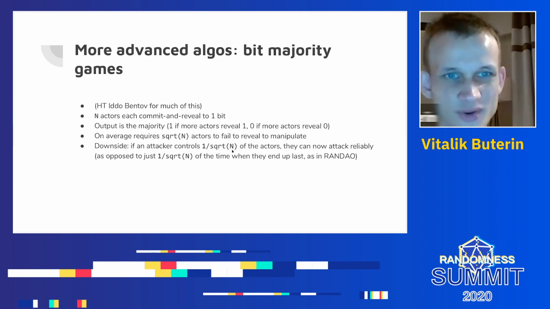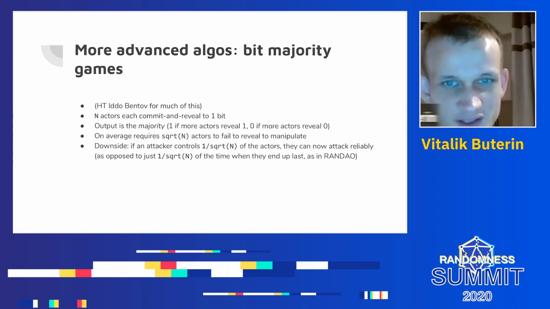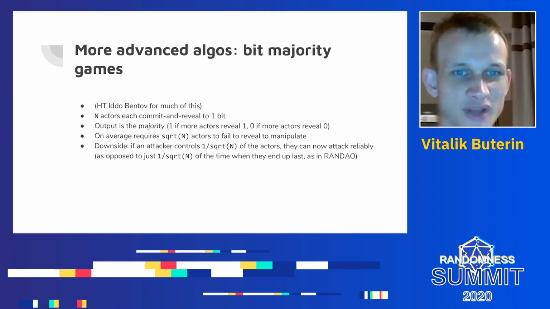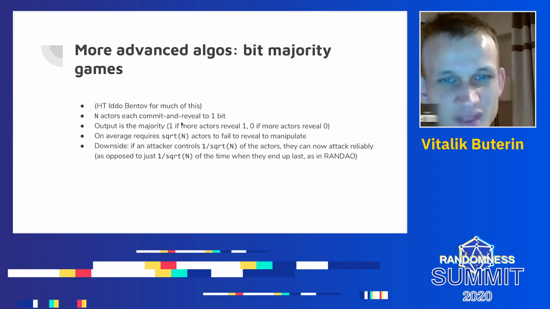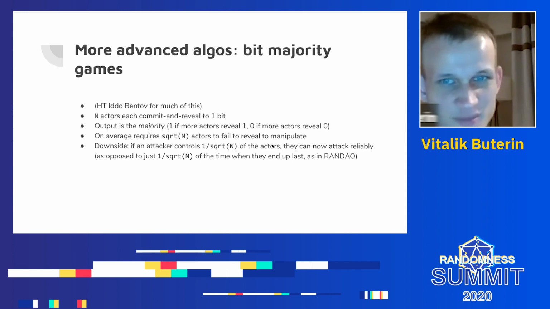More advanced randomness algorithms. So Ido Bentov came up with a lot of this. Instead of using this commit reveal where everyone publishes data and then you XOR it, basically n actors each commit and reveal 1 bit, and then the output is the majority. So if more actors reveal 1, the output's a 1. If more actors reveal 0, the output's a 0. On average, this requires square root of n actors to fail to reveal. So basically, you need square root of n participants to appear on-chain to manipulate the mechanism.